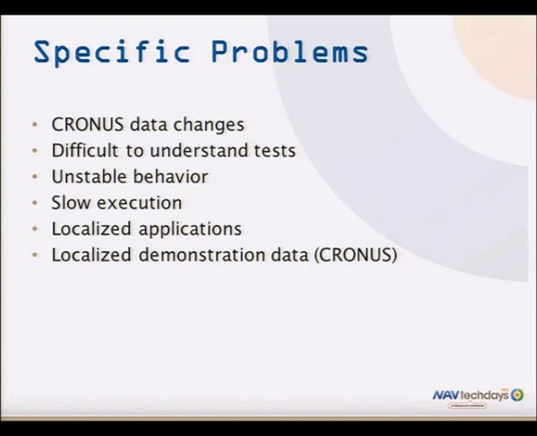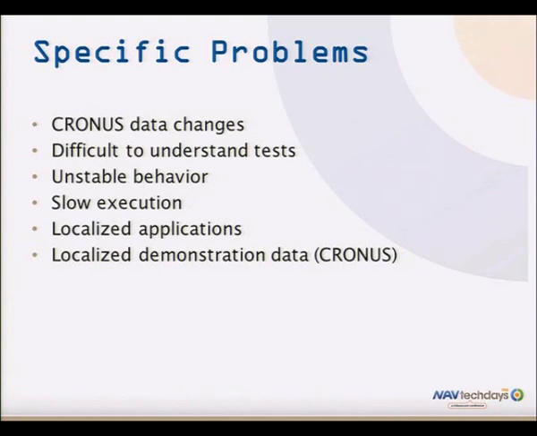So a big problem for us was, since we code our tests against Cronus demonstration data, sometimes this data set changes, and it changes sometimes when we update maybe currency rates, or items might be removed. Also think about that in another country the data set might be different because there might be a different chart of accounts. Customers might be different. So we had a hard time implementing tests that would be resilient against that.